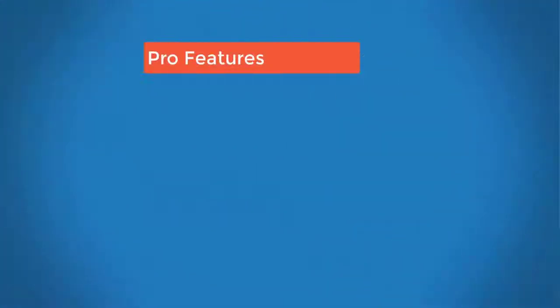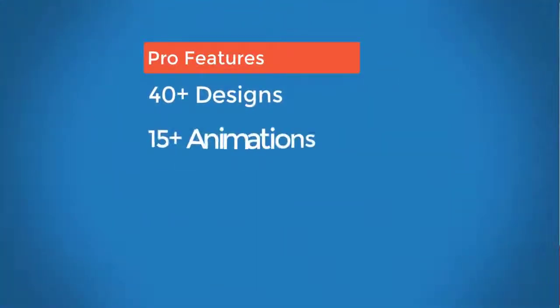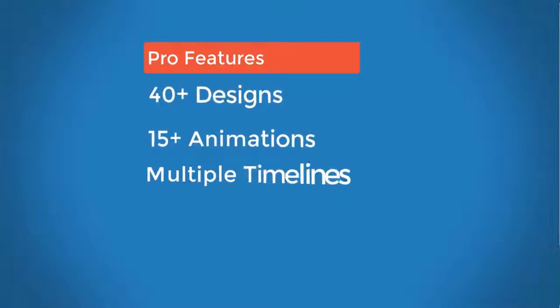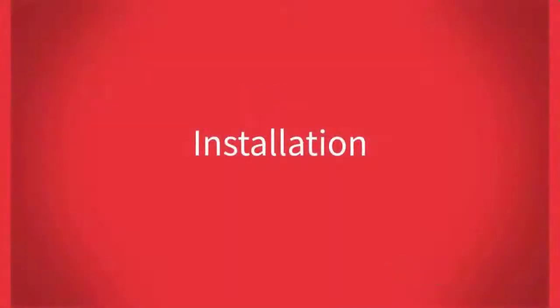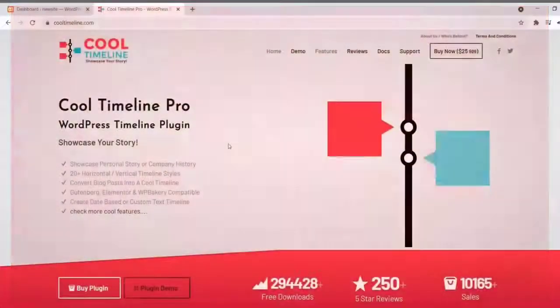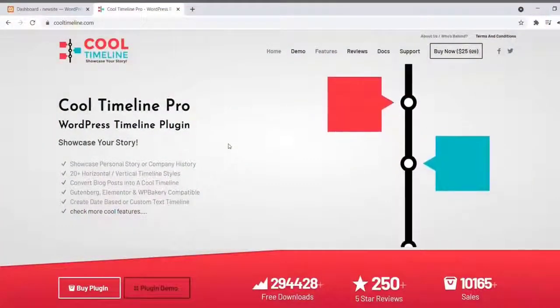It has 40 plus designs, 15 plus animations, multiple timelines. You can also add custom labels. It has custom color option for each story and many more. In this video tutorial, I will tell you how to download this plugin, install it and use it on your WordPress website to create amazing story timelines.